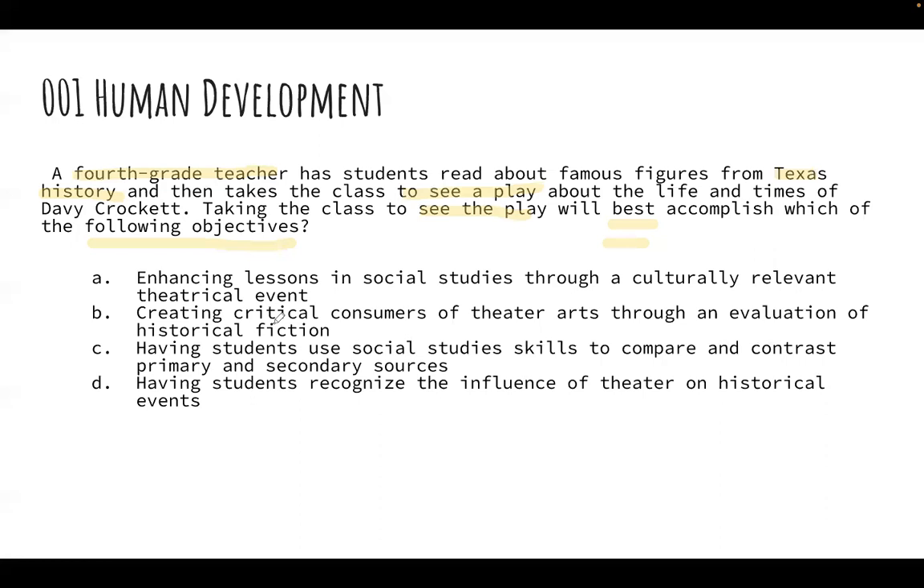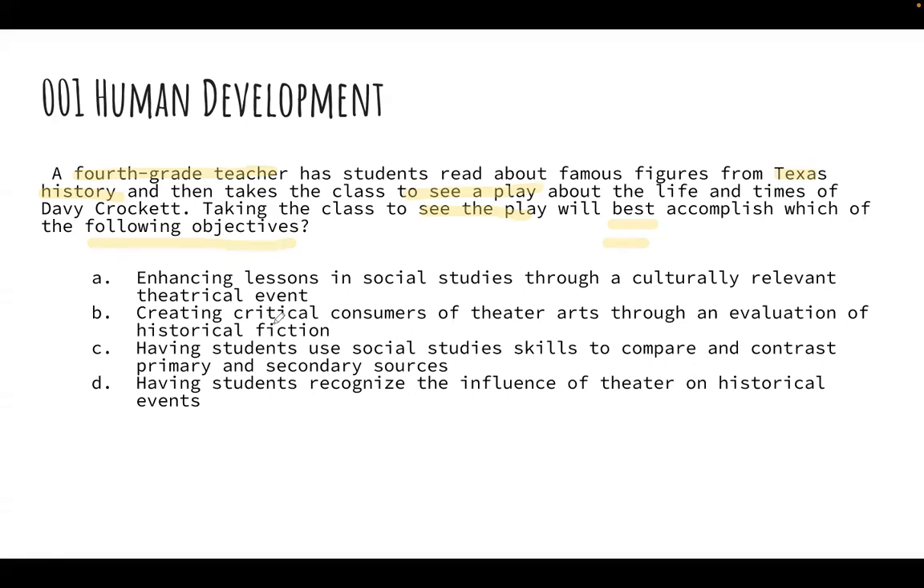A, enhancing lessons in social studies through a culturally relevant theatrical event. B, creating critical consumers of theater arts through an evaluation of historical fiction. C, having students use social studies skills to compare and contrast primary and secondary sources. D, having students recognize the influence of theater on historical events.